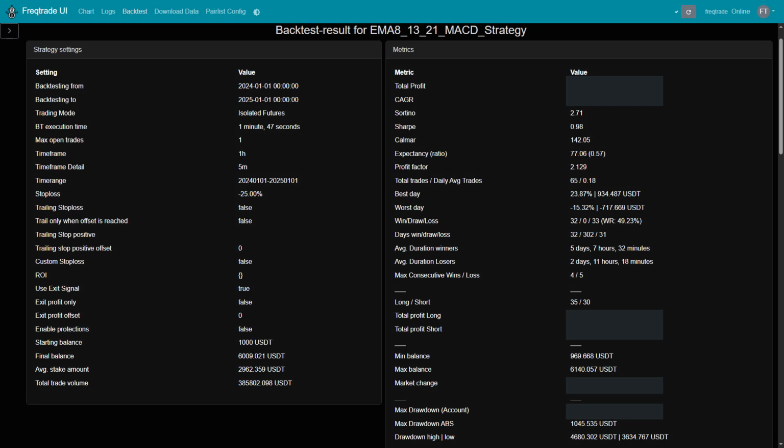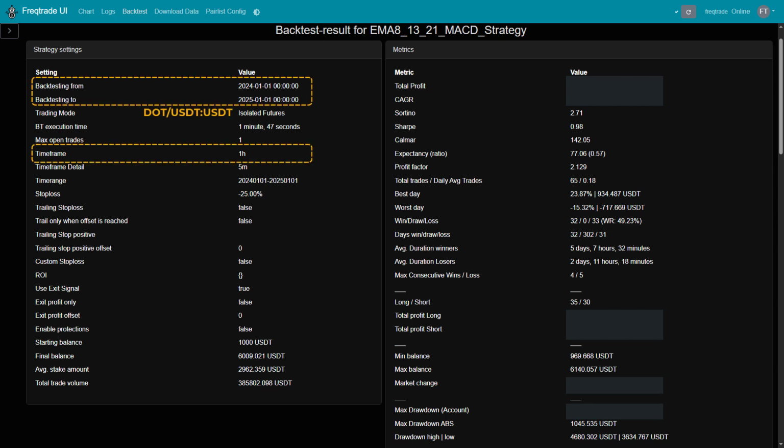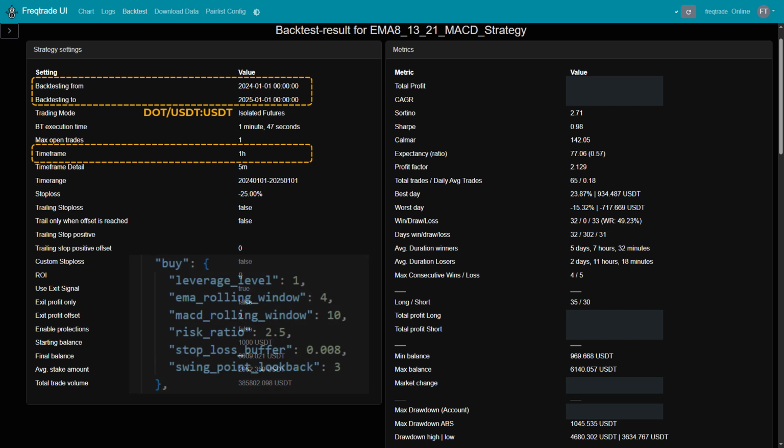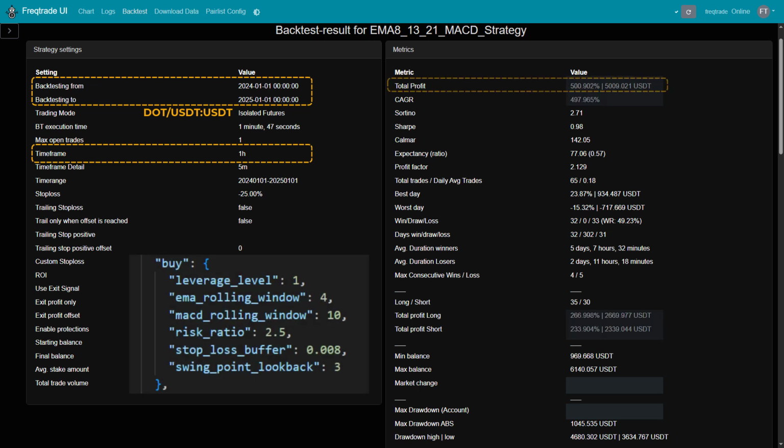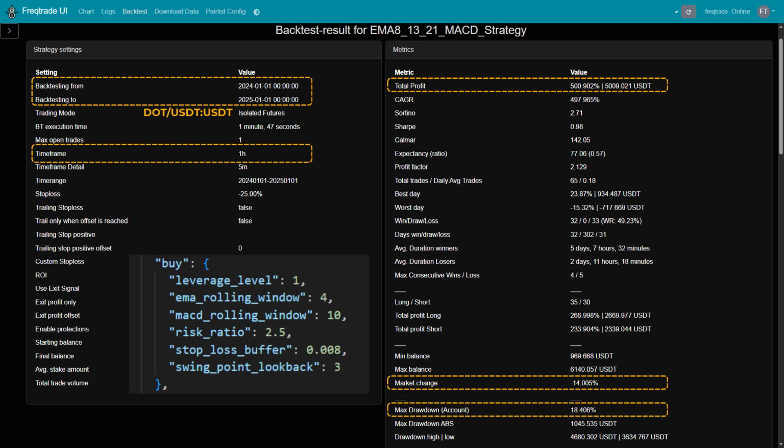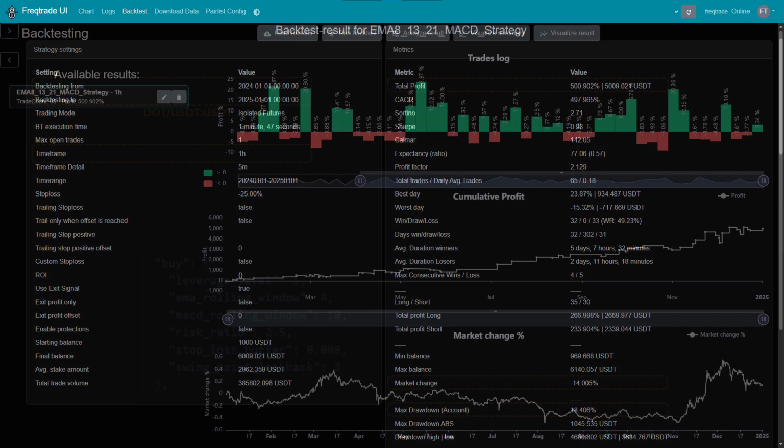All right, let's break down the backtesting results. We tested the strategy on DOT perpetual futures using a 1-hour time frame over the past year with optimized settings. Total profit, 500%, significantly outperforming the market, which declined 14% in the same period. Maximum drawdown, 18%, showing controlled risk with strong overall profitability. Now, let's look at the results visually.